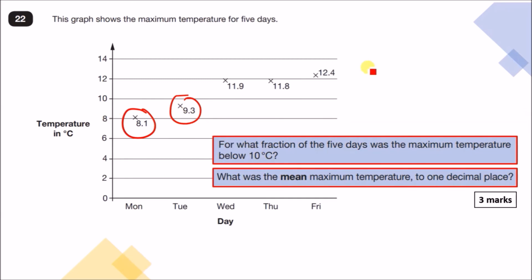Meaning the fraction would be 2 days out of 5. And yeah, that's it. That's 1 mark for that. Now, what was the mean maximum temperature to 1 decimal place? Okay, so they use the keyword mean.